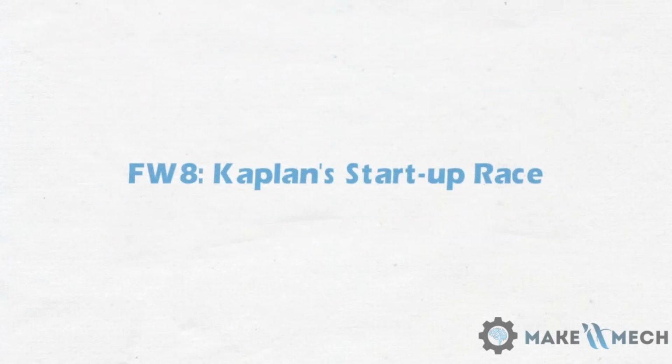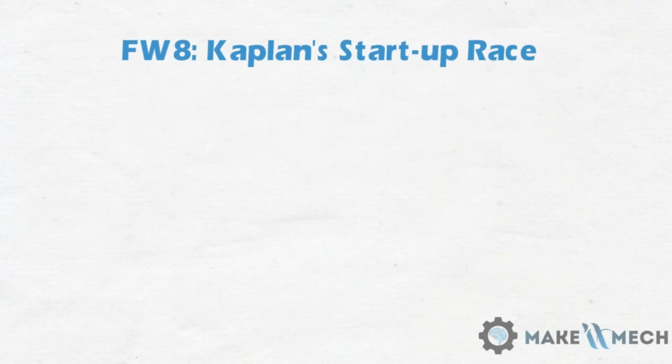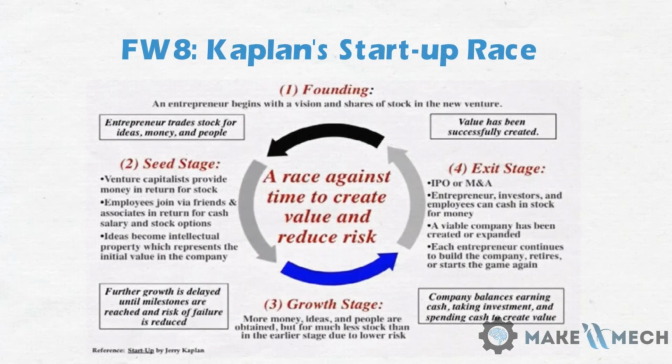Framework 8 is Kaplan's startup race. There are four categories, starting with founding. An entrepreneur begins with the vision and shares of stock in the new business. Founding is the start of the journey, so the entrepreneur trades stock for ideas, money, and people.